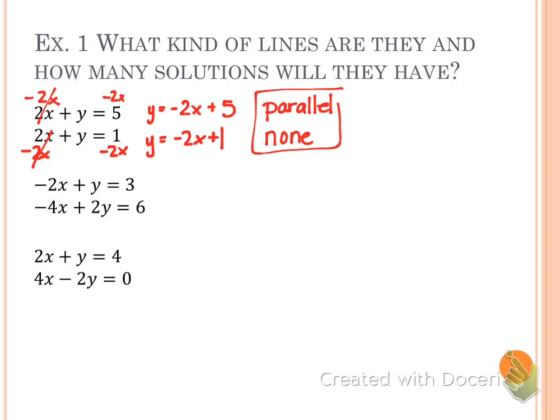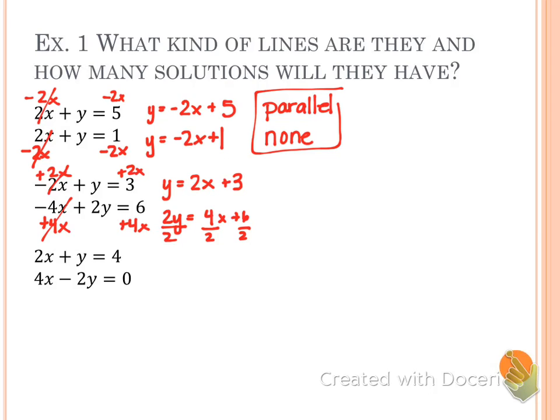All right, let's do the next one. Let's put it in y equals mx plus b form. So I add 2x to both sides, and I get y is equal to 2x plus 3. This next one, I add 4x to both sides, but I still have 2y is equal to 4x plus 6. I still need to divide everything by 2, and I get y is equal to 2x plus 3. What happens there? They are the exact same equation.